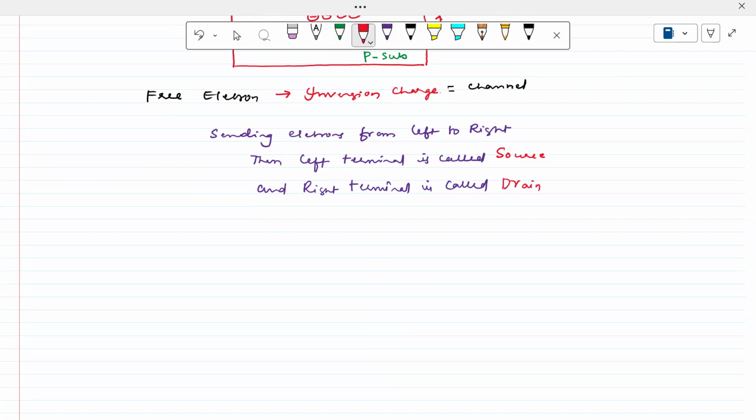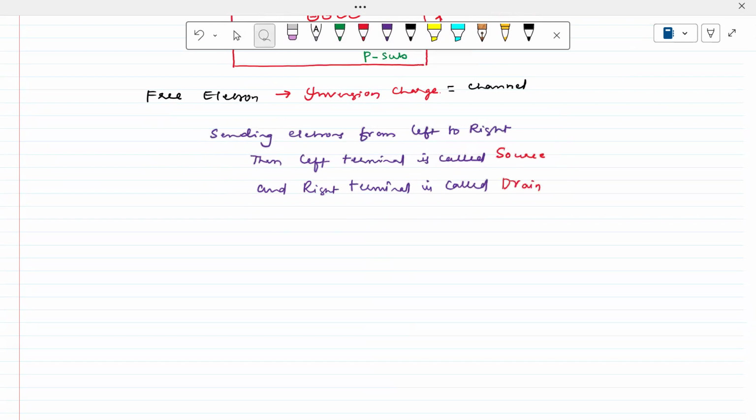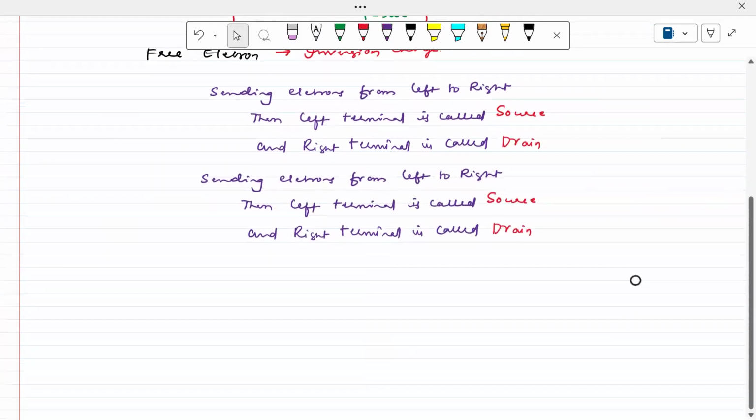The right terminal is called drain. Have you got the point? Okay. Suppose the same thing, but I want to take it in the reverse direction. Okay, so copy, let me paste here. If I'm sending the electrons from right to left, for example, I want to change this one.